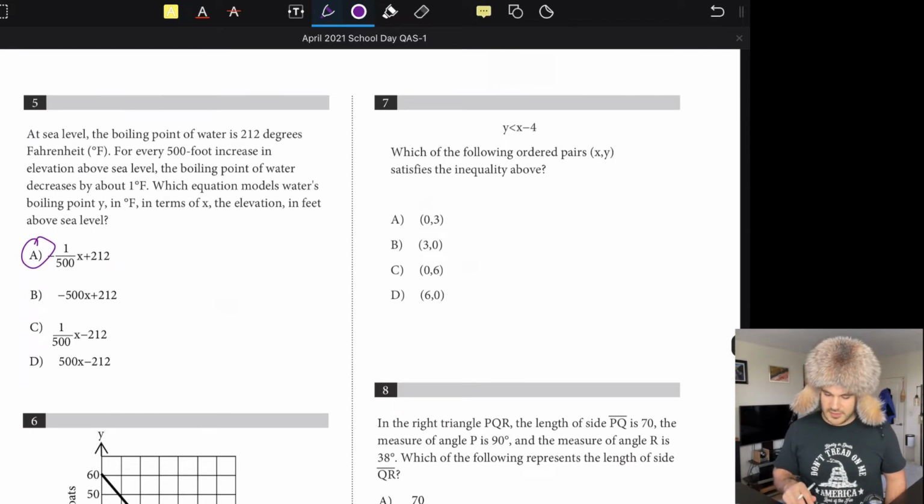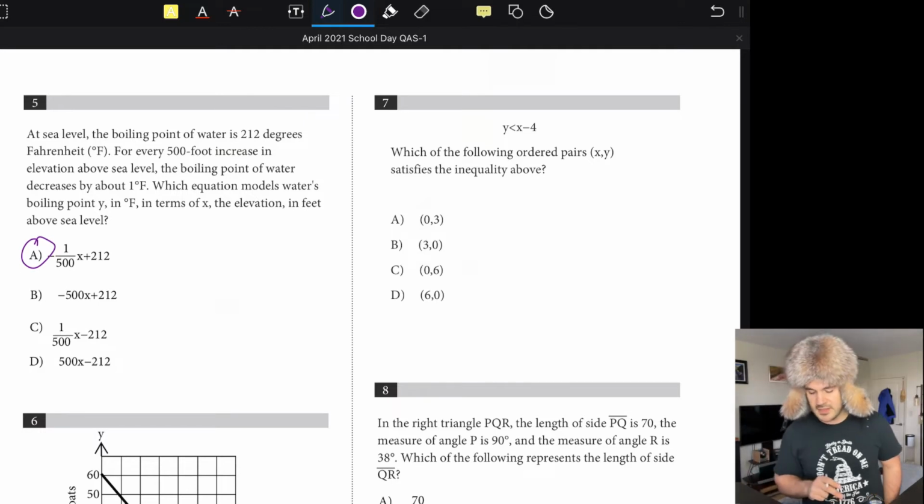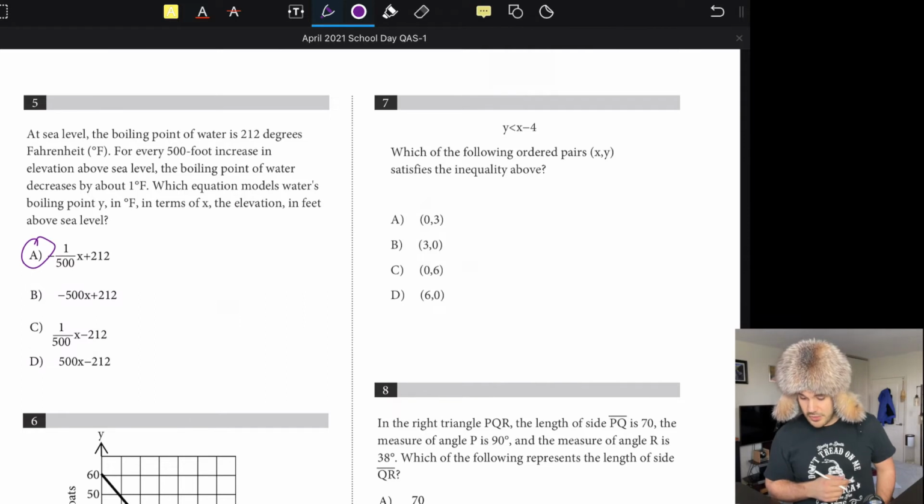Okay, so far test isn't so hard. 7, which of the following ordered pairs x, y satisfies the inequality above? Just plug them in, baby. Starting with A, 3 is less than 0 minus 4, not true. 3 is not less than -4, so A is out.